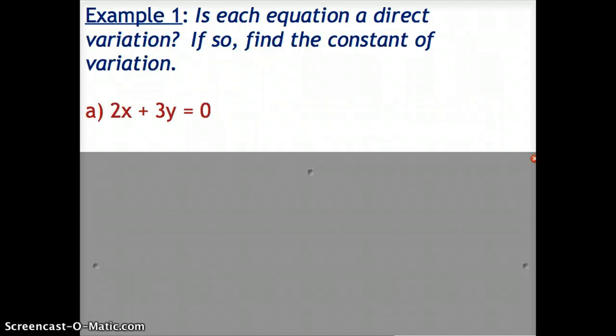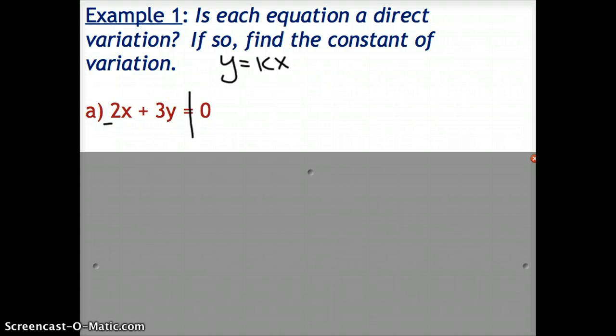Okay, so when we're looking at equations, I want you to notice if the equations are direct variation. What you're trying to see is, will they make a straight line through the origin? Can you get them in this form, y equals kx? Okay, and if so, find the constant of variation. So usually if I'm trying to figure out if something is a direct variation, I try to get y alone.